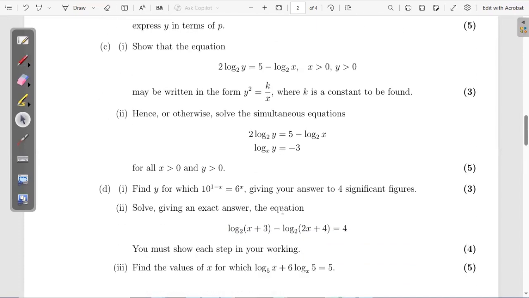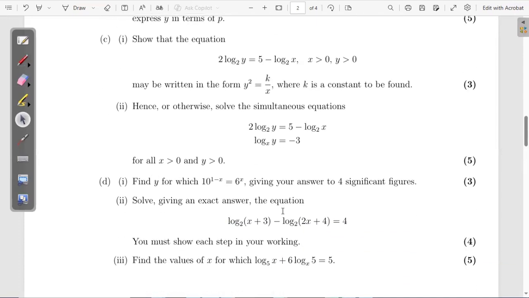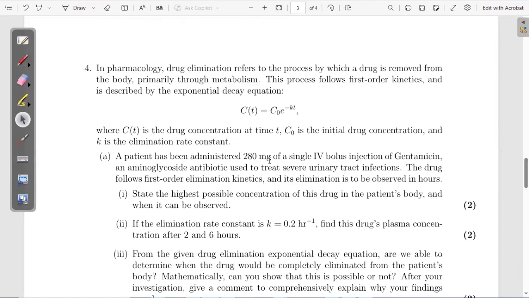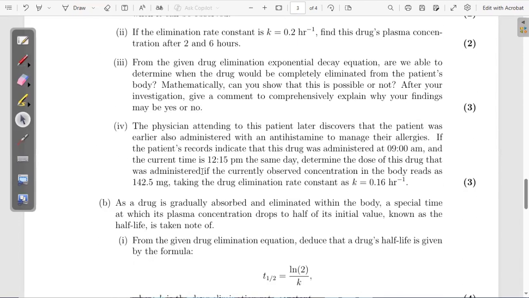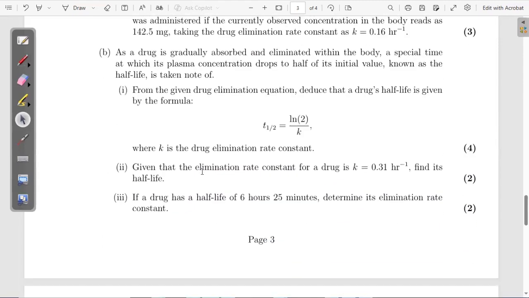We'll also talk about the pharmacokinetics application, like how can we find the elimination rate of a certain drug from the body? How can we find the steady state concentration, the clearance, the volume of distribution? All that is under the application of logs and exponentials, like these questions here on question number 4. It's a very good question to apply to the medical field.